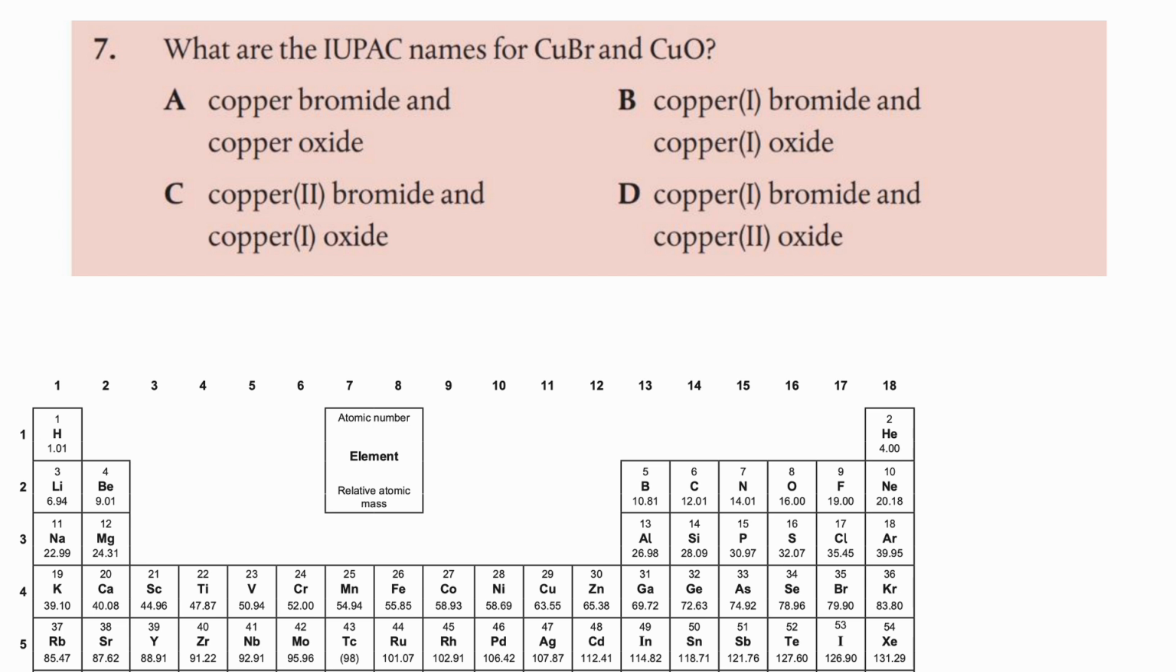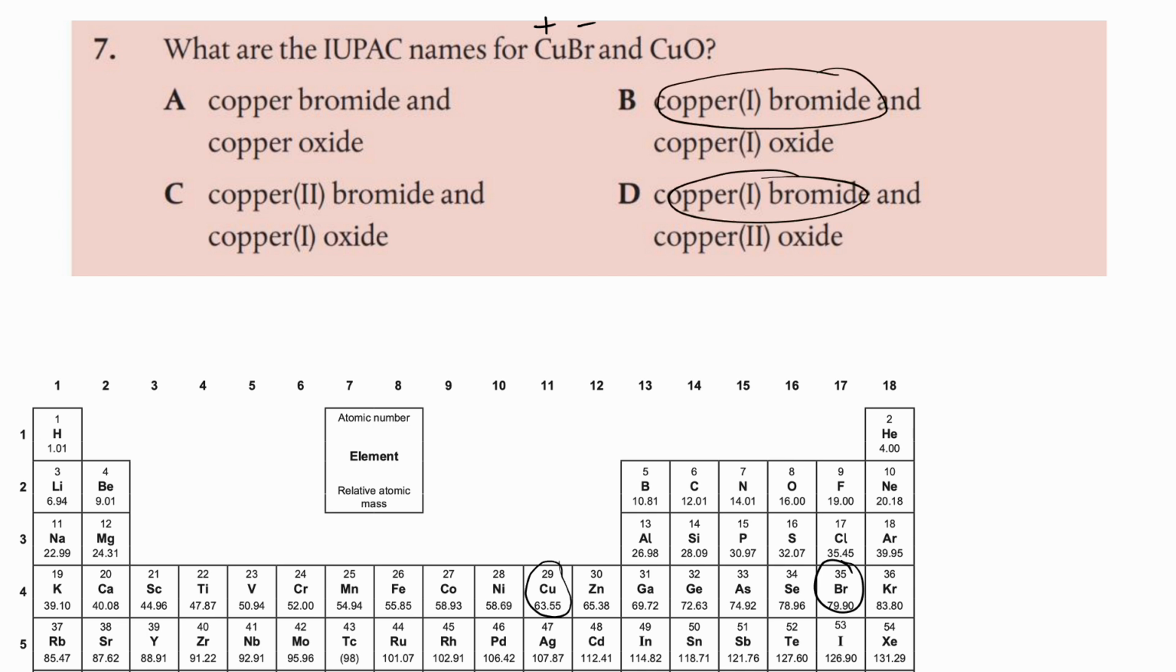Number 7 says, what are the IUPAC names for CuBr and CuO? Remember, copper is a transition element, so it can assume multiple oxidation states. So we need to use the anion to figure out the charge of the cation or the transition element. So if we're looking at bromine, bromine is in our group 17 elements, which means it has a negative 1 charge. That would mean that our copper has to have a positive 1 charge. So our answer would be copper 1 bromide. So it would either be B or D.